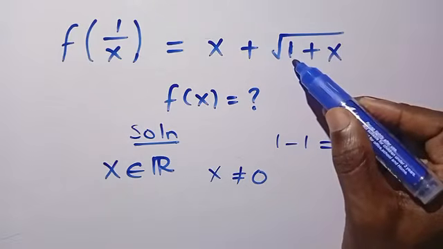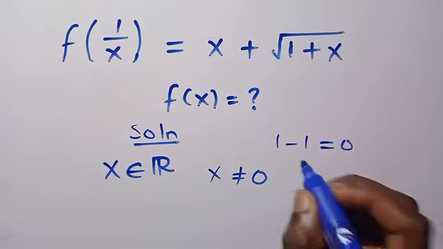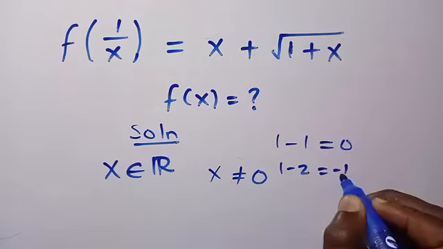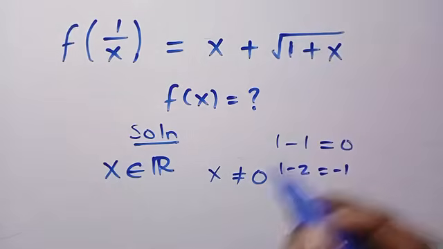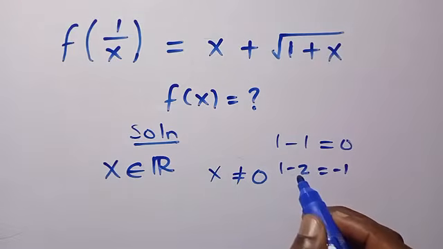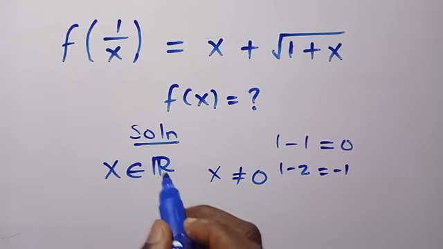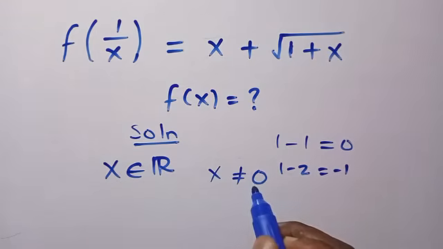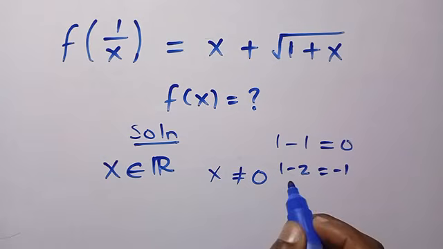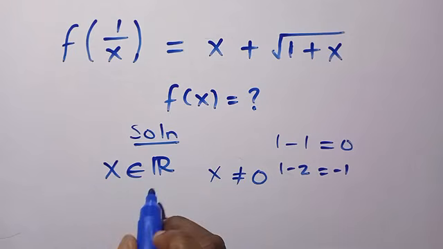But when we check for minus 2, suppose x equals minus 2, we are going to have 1 minus 2, and this gives us minus 1. Then minus 1 in this root is not real, so it's complex. That is how we are going to neglect this minus 2. So we define it that x is a member of real numbers, not equal to 0, and not equal to the negatives starting from minus 2 downward, but minus 1 is part of the values of x.